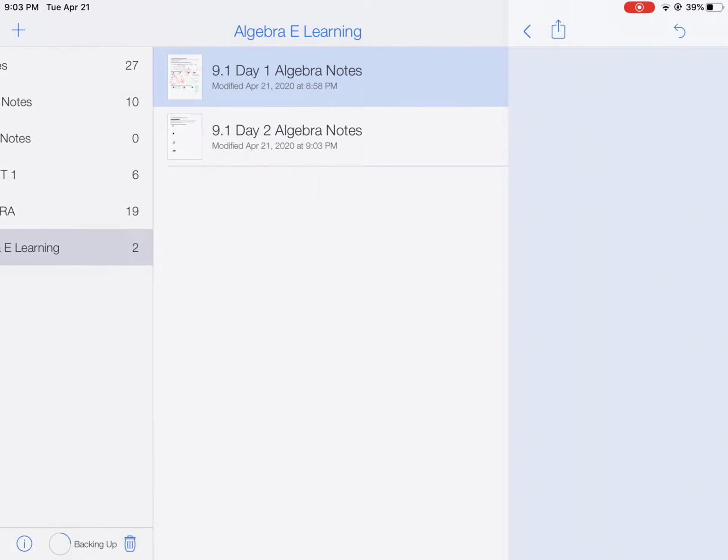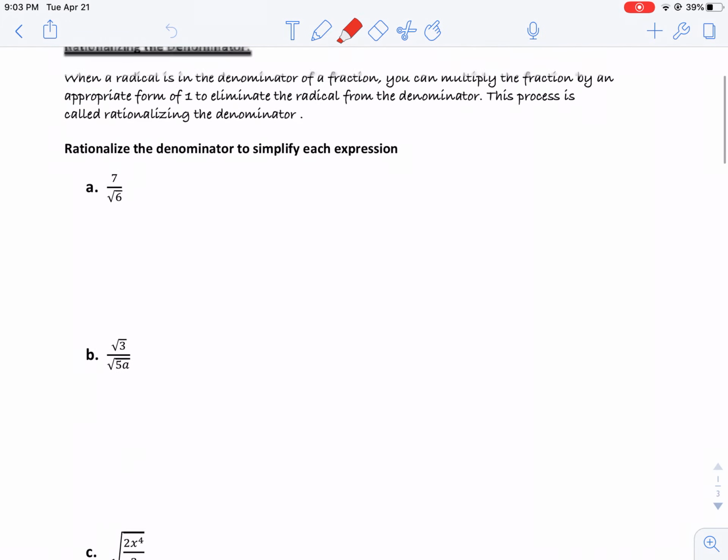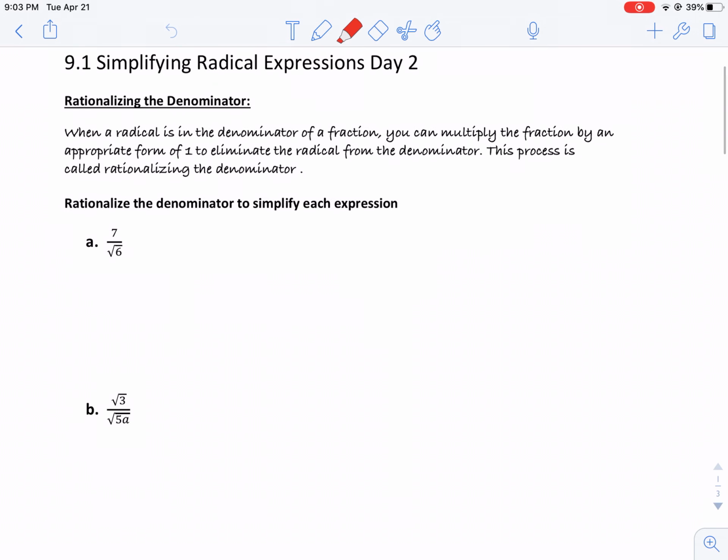Okay, so in the first day's notes, we had this rule that said no radicands can contain fractions, and no radicals can appear in the denominator of a fraction. So the lesson today is going to focus on making sure that we can fix the situation if we have one of those two rules that's being broken. Okay, so the process of what we're doing here is called rationalizing the denominator. So when a radical is in the denominator of the fraction, we're going to multiply the fraction by an appropriate form of 1 to eliminate the radical form, and this is called rationalizing the denominator.